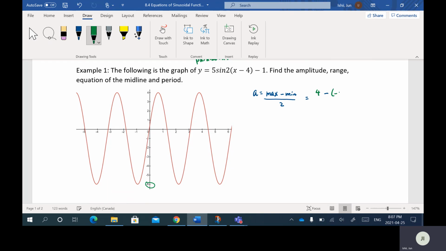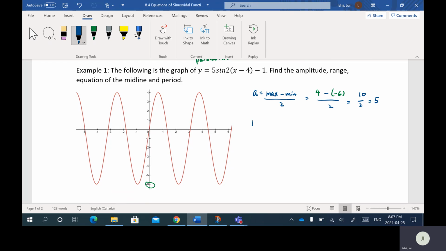So 4 minus -6, and then we're just going to divide that by 2. If you work this out, 4 minus -6 is the same as 4 plus 6, which is 10. 10 divided by 2 is 5. So the amplitude for this function is equal to 5.